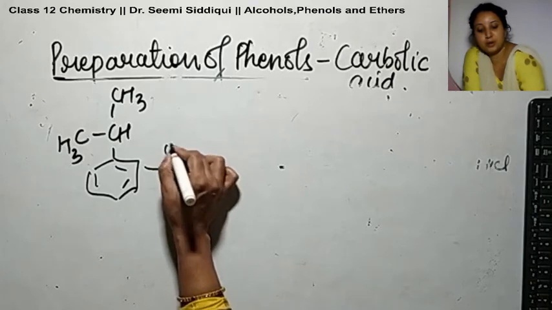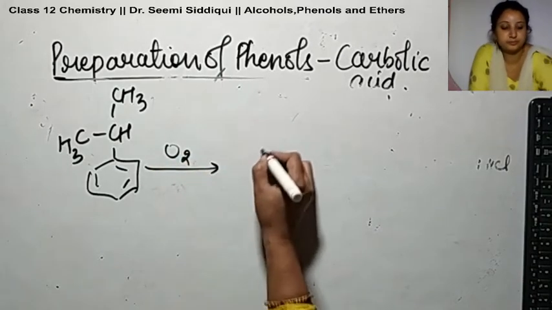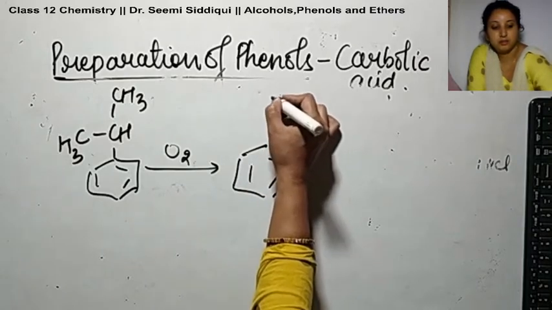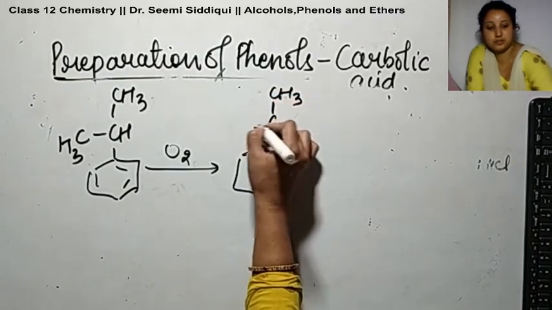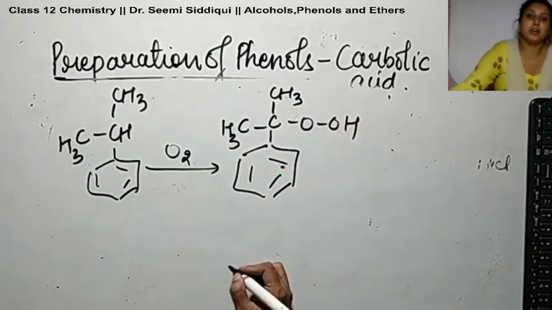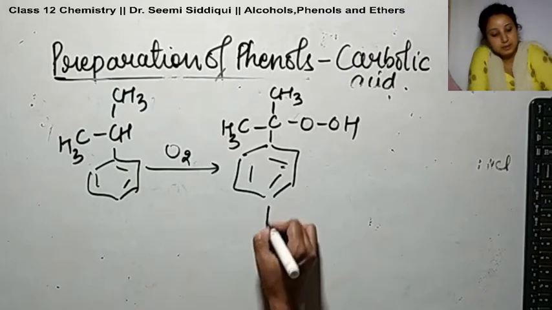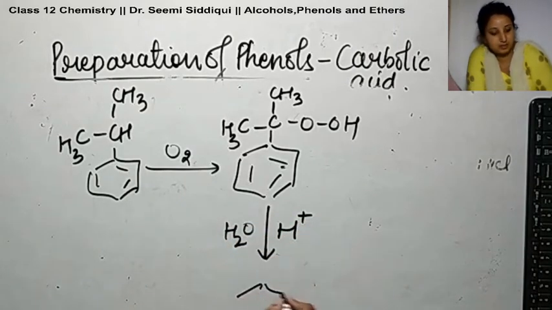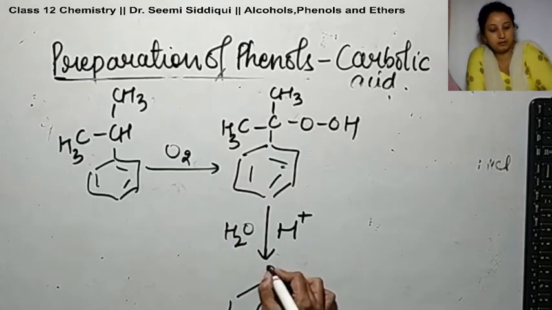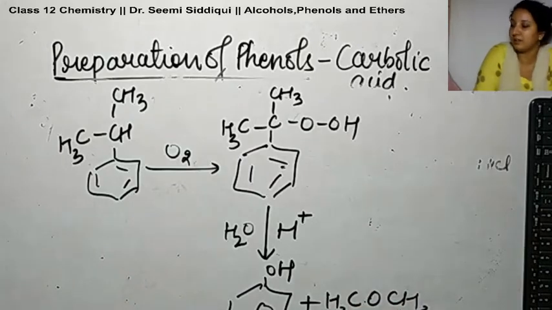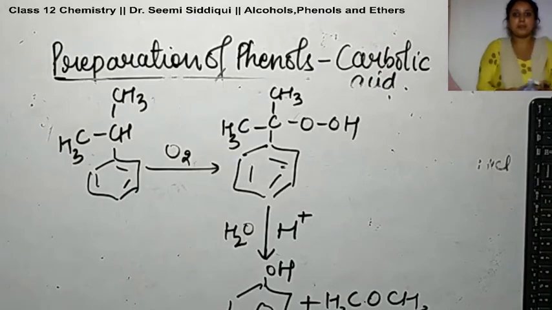So first you make it react with oxygen. It comes over here, and then it undergoes a hydrolysis process, and we obtain phenol plus acetone.